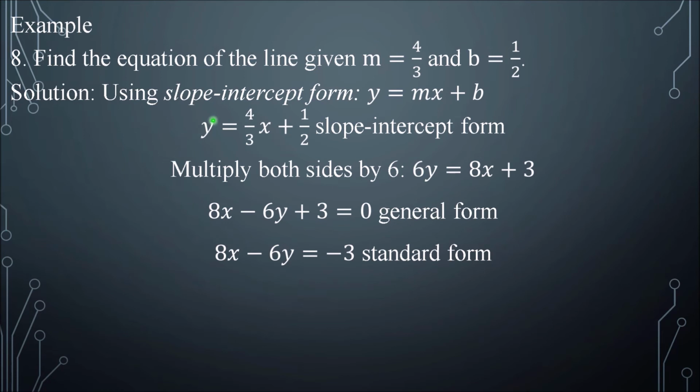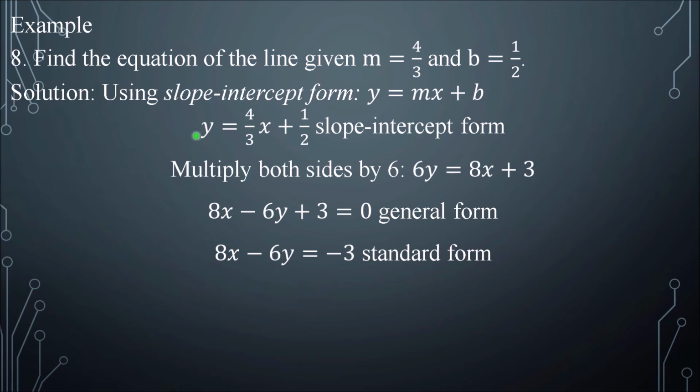So we use slope-intercept form because the given are slope and y-intercept. So plug in m is equal to 4/3, so y is equal to 4/3 x, and then b is equal to 1/2, plus 1/2. So this is already our slope-intercept form. Now we multiply all sides by 6 because as you can see, 6 is the least common multiple of 3 and 2.